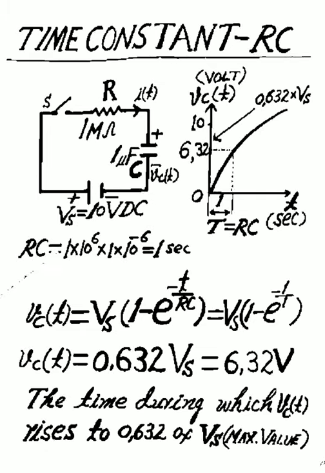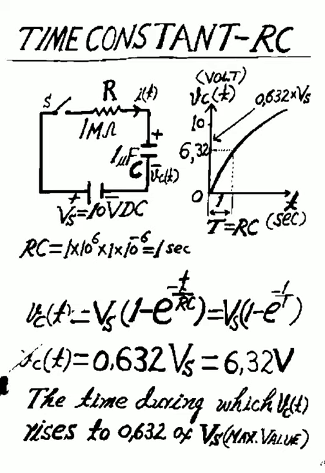RC equal to, we put the value of R, 1 multiplied by 10 to the power 6 from here, and the value of C, 1 multiplied by 10 to the power minus 6 from here. So we get RC equal to 1 second.